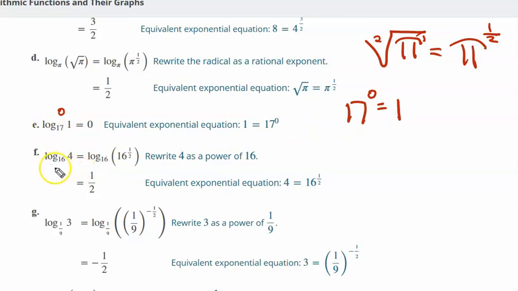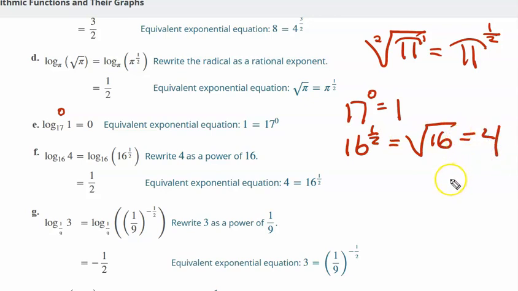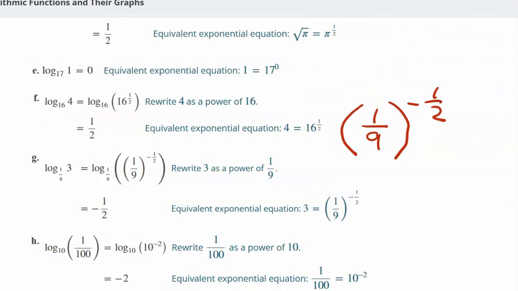And here, looking at this, we have log base 16 of 4. And again, 16 to the 1/2 power is equal to the square root of 16, which is equal to 4. So our exponent then, our x value, would be 1/2. And then in letter G, and I'll pause and bring this up a little. And some of these get a little challenging, so look it over.